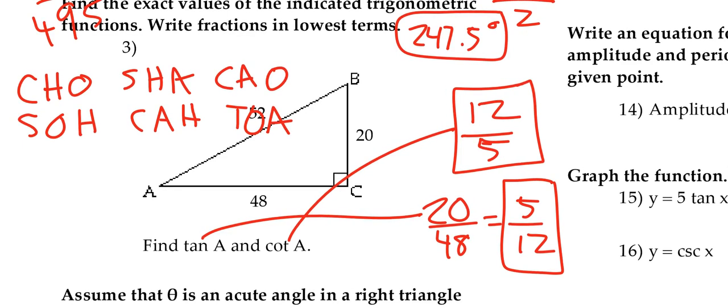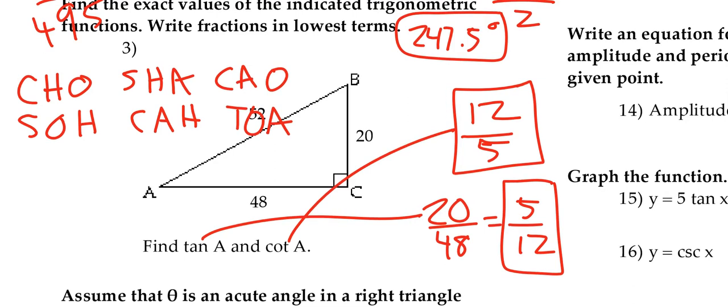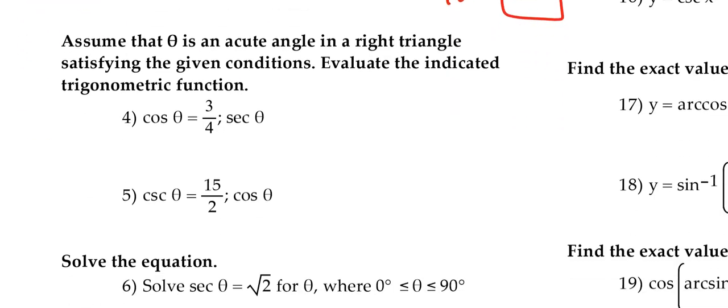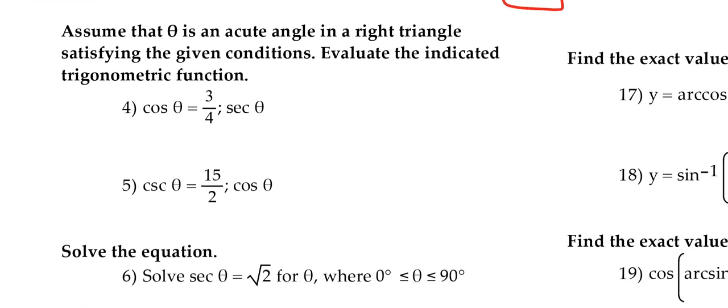Okay, so you've got your reciprocal trig functions that go with the sine, cosine, and tangent. For cosecant, secant, and cotangent. Okay, theta is an acute angle in a right triangle satisfying the given condition. Evaluate the indicated trig function.